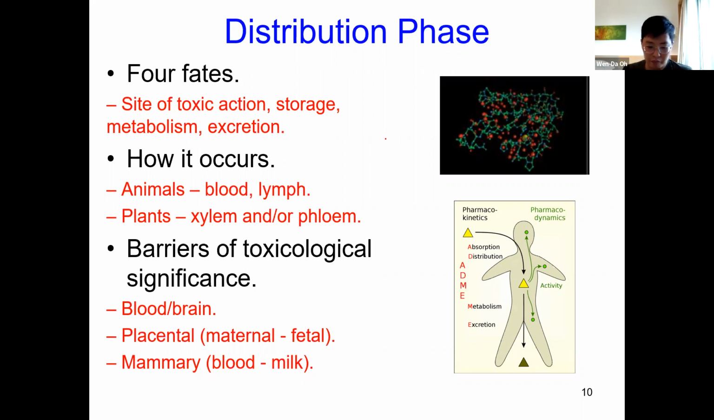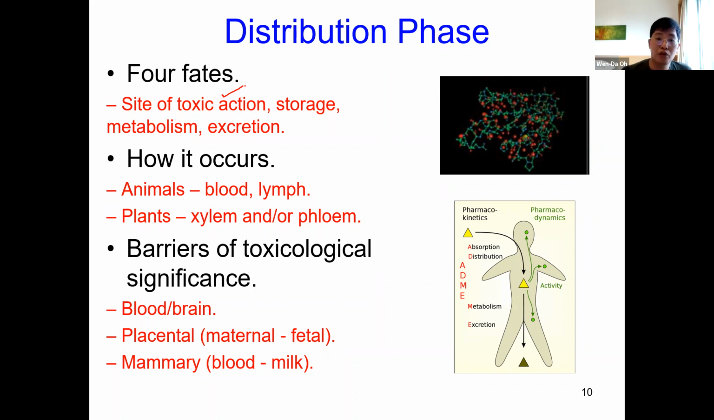It can happen through our blood, through our lymph fluid, and if it's in a plant, it can happen through xylem. Xylem is the part of the plant that transports water to the whole plant itself. There are four phases of distribution. First, you have the toxicant moving to the site of your target organ. For example, if you ingest mercury, this mercury will go into your central nervous system. That's the site of the toxic action of mercury.